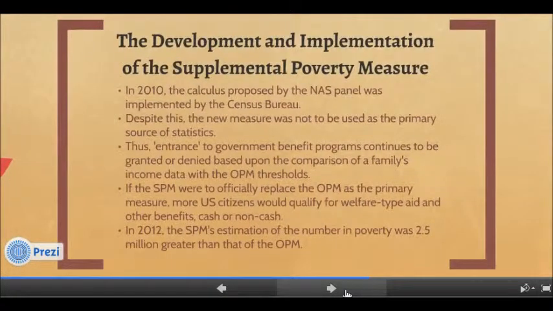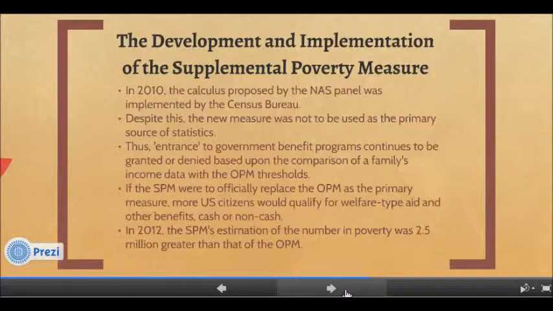In 2010, the committee's system was implemented, being christened the Supplemental Poverty Measure. As its name implies, it did not serve to replace the official poverty measure in determining eligibility for government programs and functioning as the source of recognized statistics. In general, the proposal was accepted.